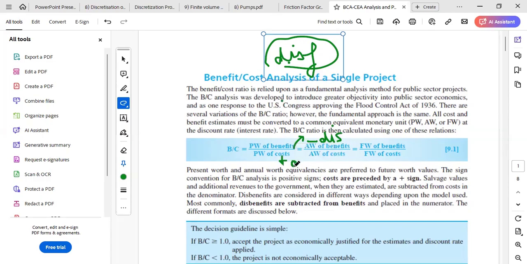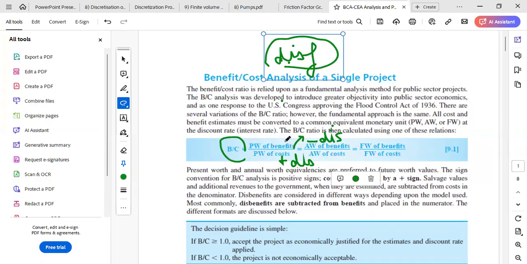And we'll see together that even if you do this, it will not affect the conclusion. If you add this disbenefit to the denominator, or you subtract it from the numerator, it will not affect the decision if the project is acceptable or not. It will just affect the value of the benefit to cost ratio. Okay, but as a recommendation, we say we should subtract it from benefits.